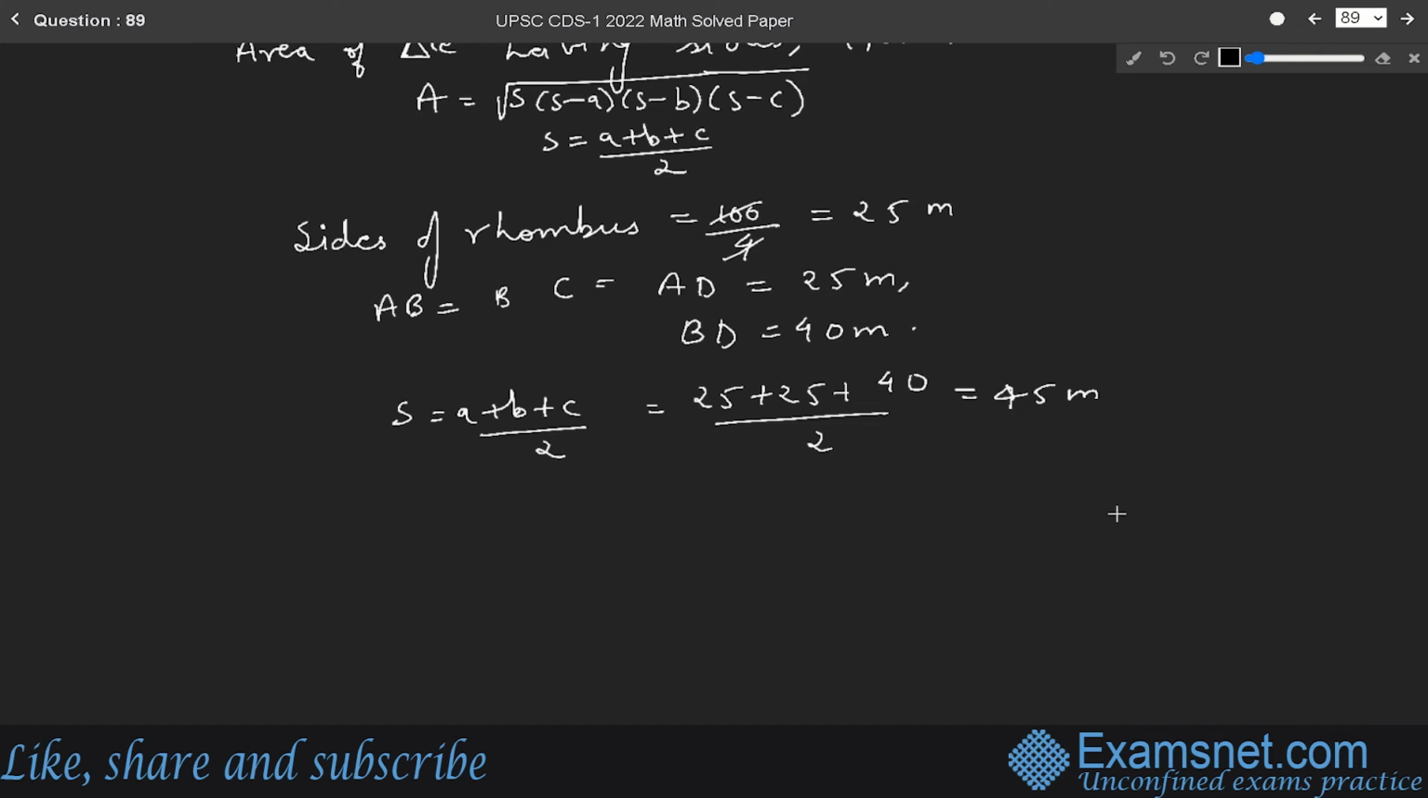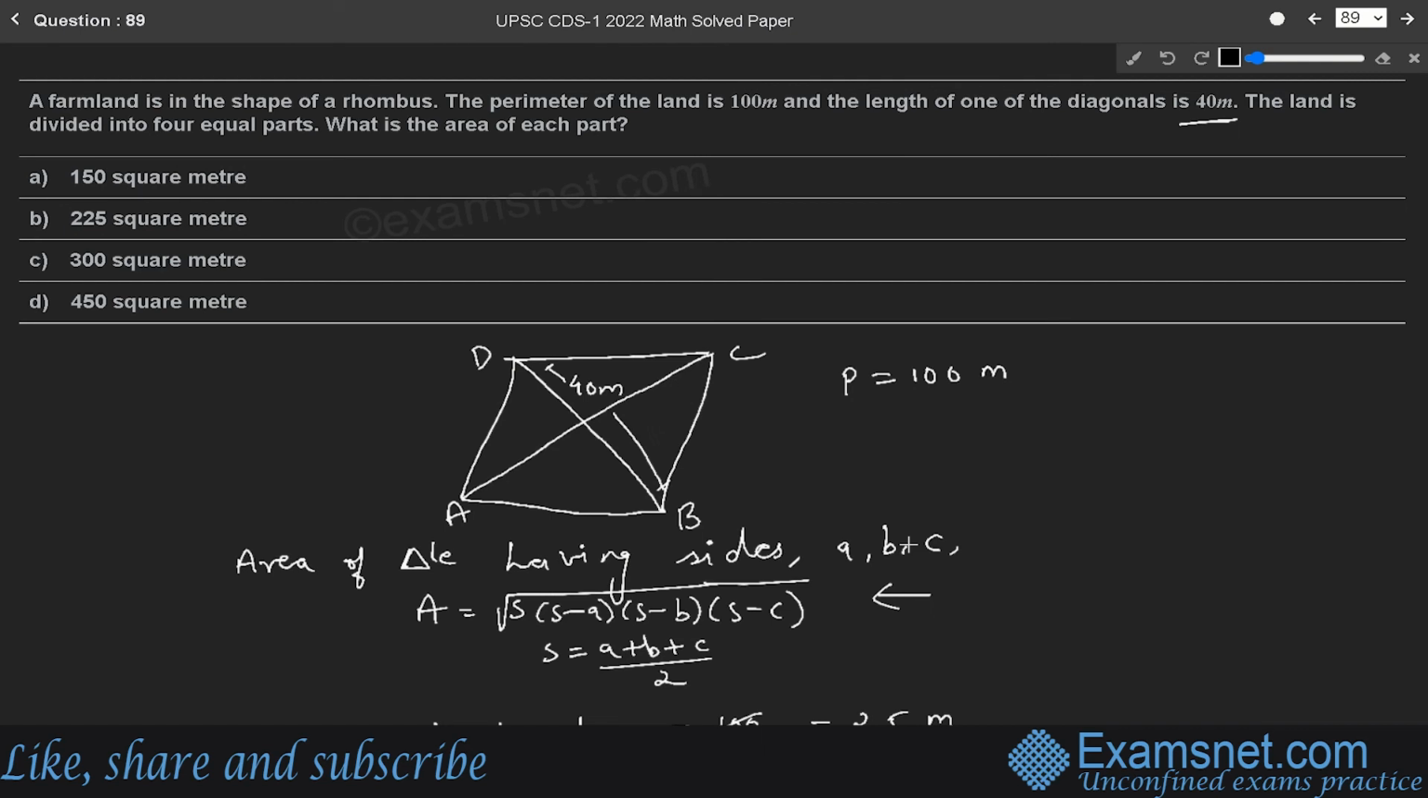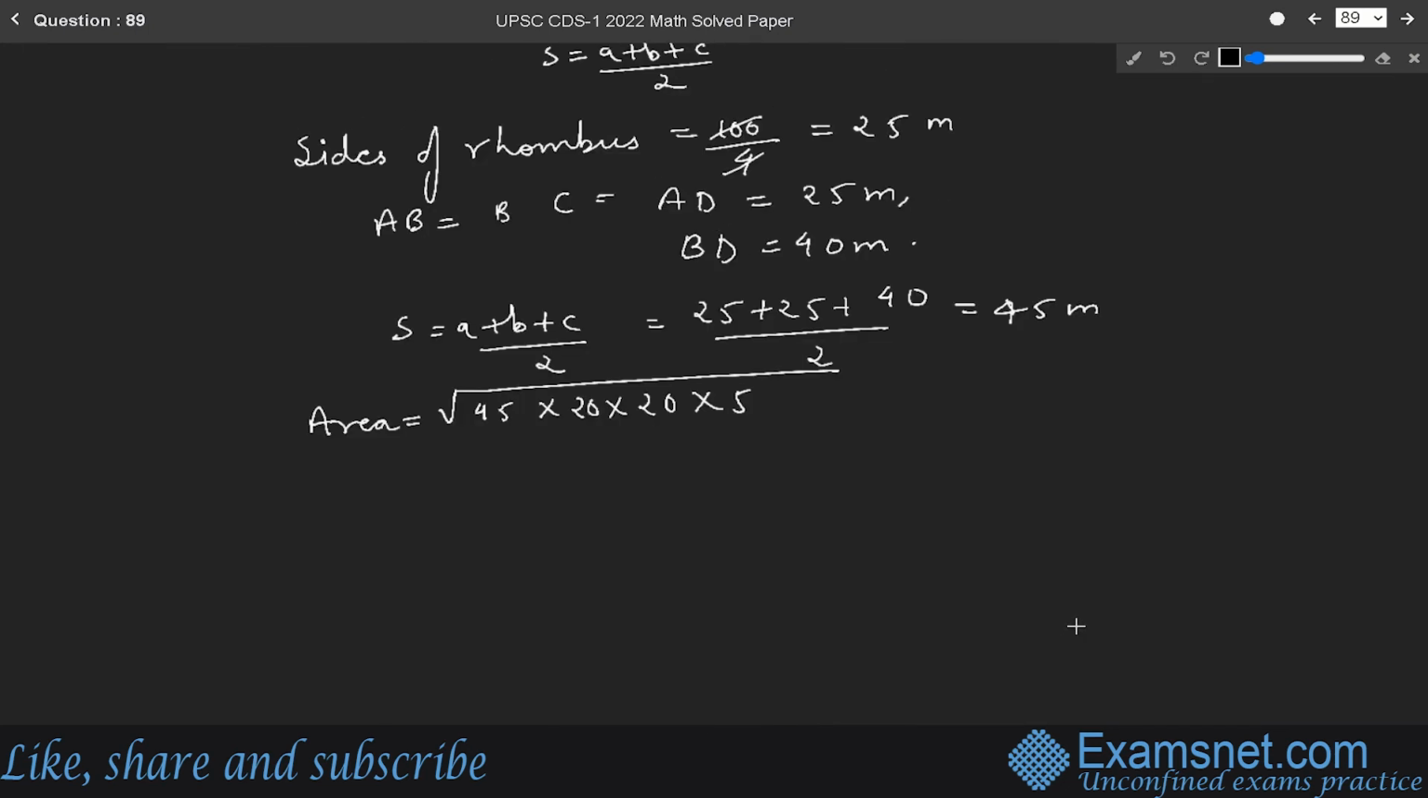So the formula for area is under root of S into S minus A into S minus B into S minus C. So putting the values here, we will get area will be equals to under root of 45 into 20 into 20 into 5. We are talking about the area of triangle ABD. You can see that we are talking about A, B and D. So on further solving, the required area will be 300 meter square.